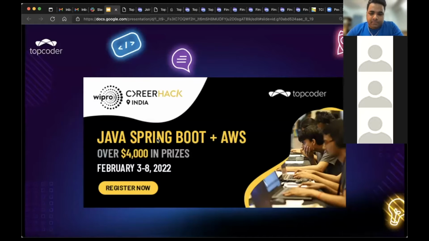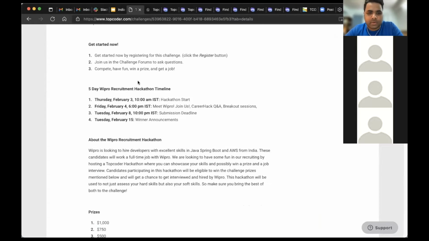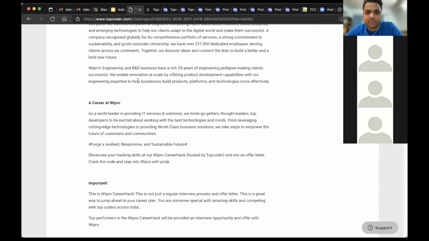Okay, so moving on to our Springboard plus AWS challenge, which Deepak over here is participating in. We'll maybe talk about it more after the presentation.